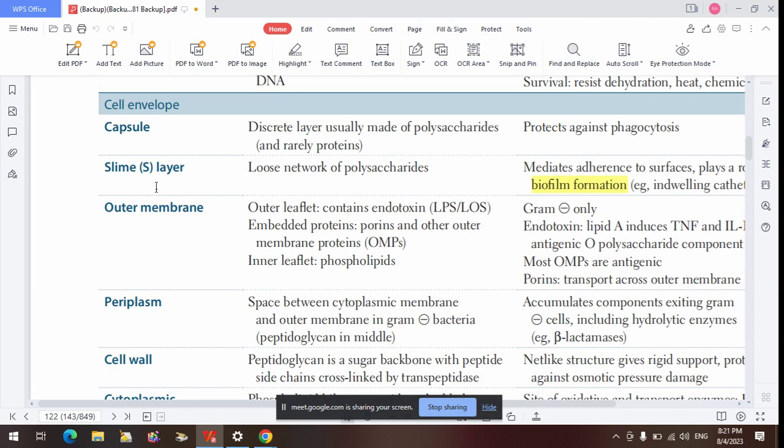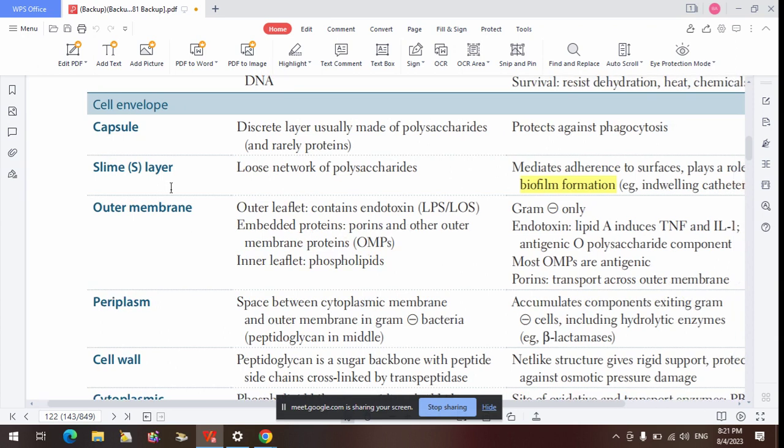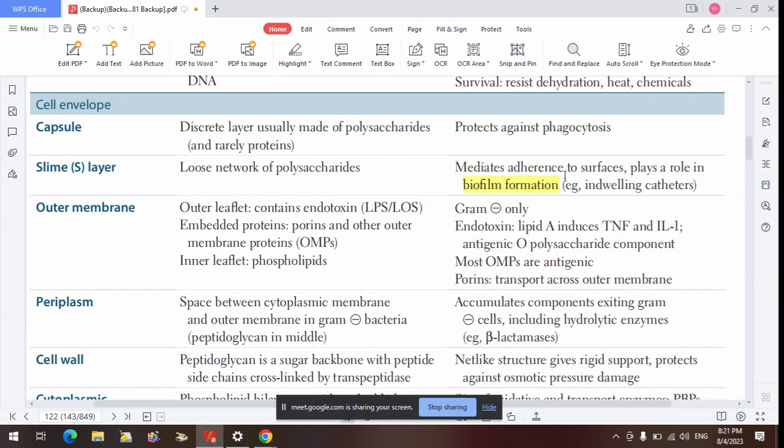So after the capsule, what is next? The slime layer or the S layer. So the S layer too, just like the capsule, is made up of polysaccharide. What does it do? The slime layer is just to form slime, to form what we call biofilm. So I have the definition of a biofilm here. A biofilm is an assembly of surface-adhered microbial cells enclosed within an extracellular matrix.